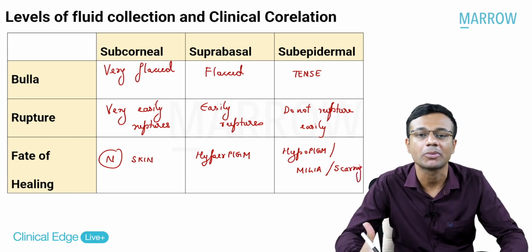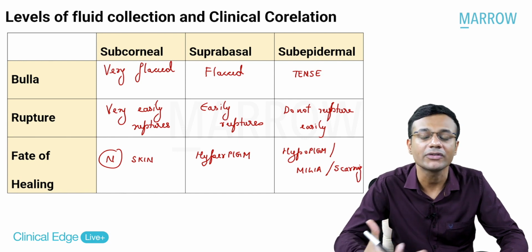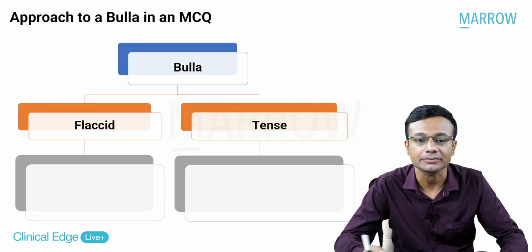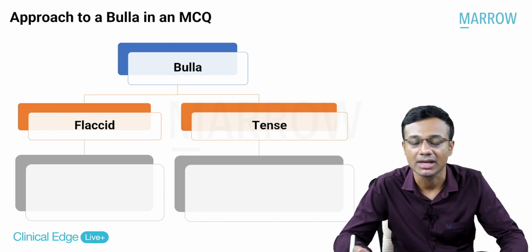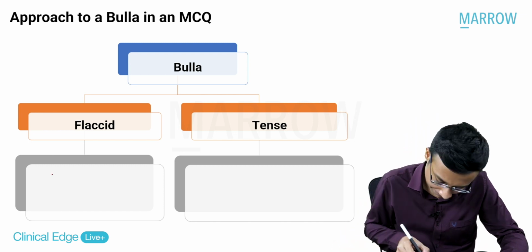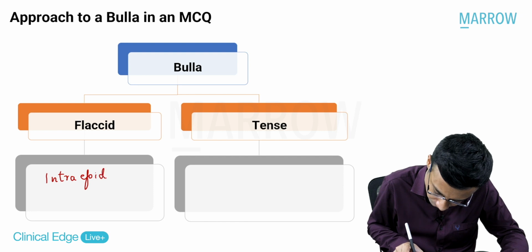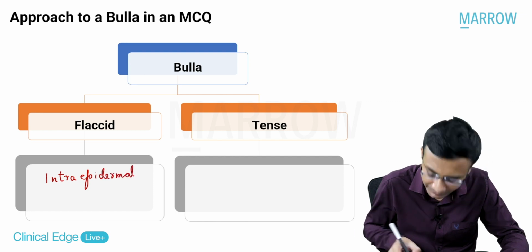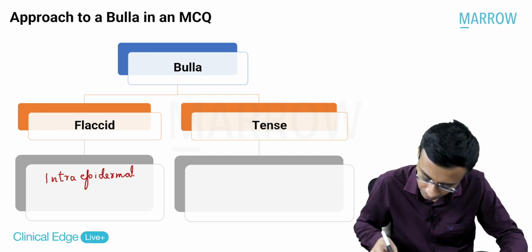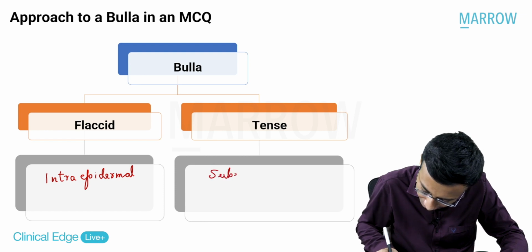So this is a very, very important table. This table will tell you a lot of information to diagnose in the exam. Now, when a bullous disorder comes in the exam, first you classify it: is it a flaccid bulla or a tense bulla? As soon as you see the word flaccid bulla, the level has to be intraepidermal. And whenever there's a tense bulla, I just now told you, think about subepidermal blistering diseases.